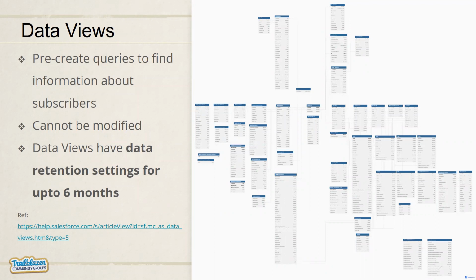But if you have a special use case, then Marketing Cloud has this provision where you can query the data from data views and store it in a specific data extension, because you may not need all this data. You will need a subset of it.